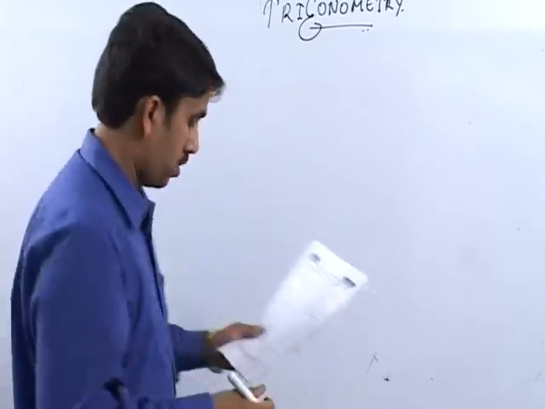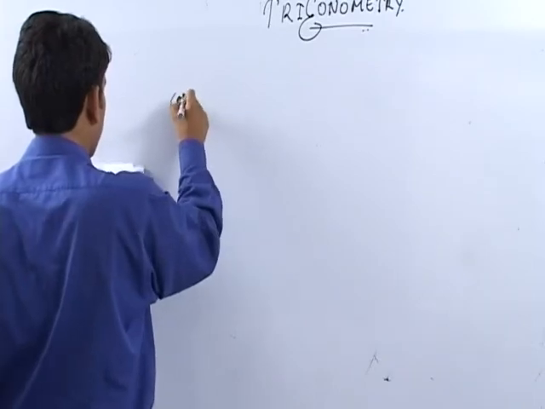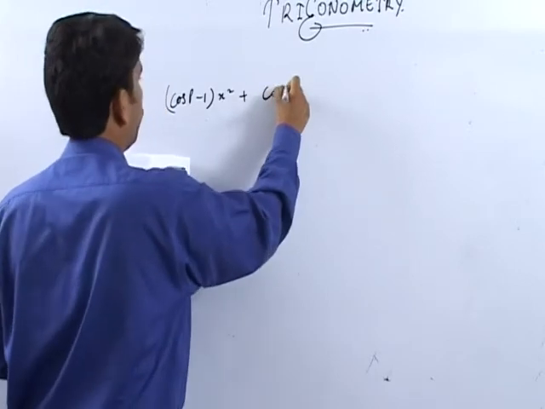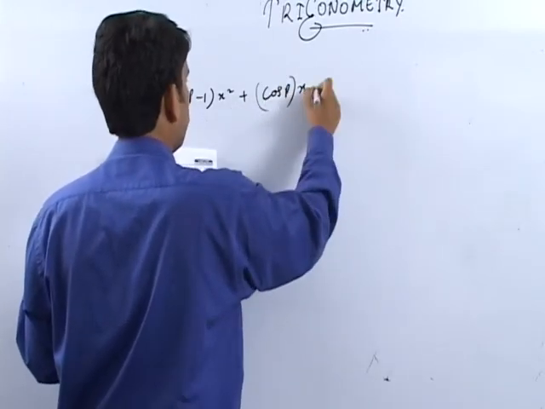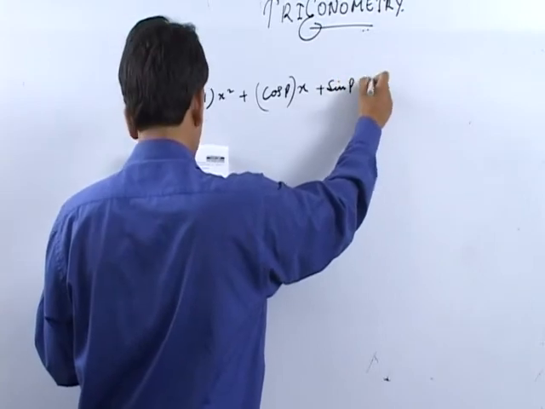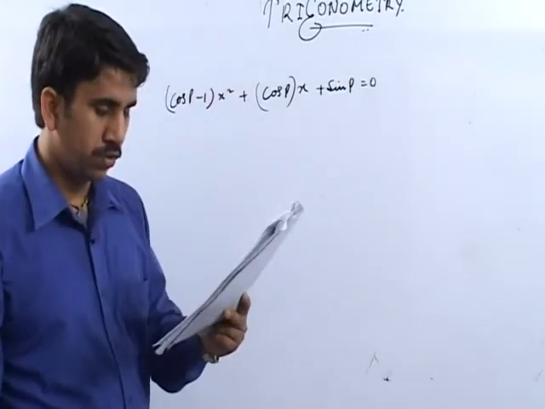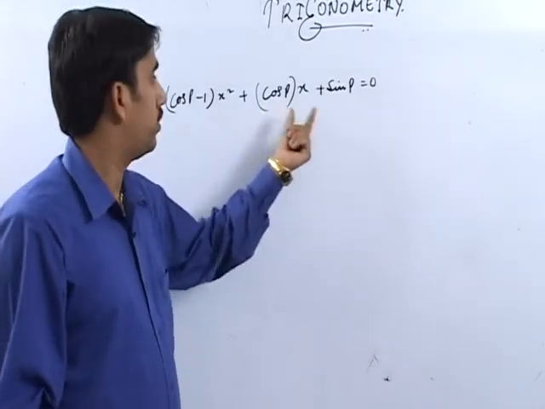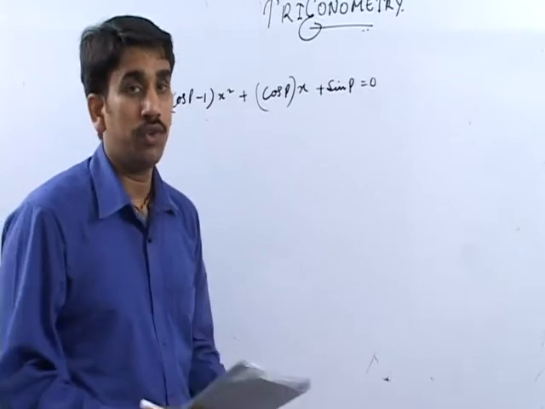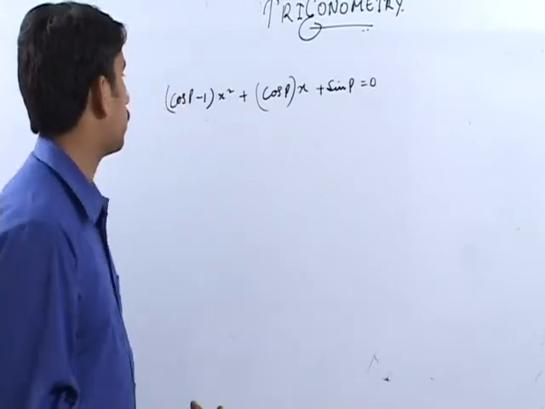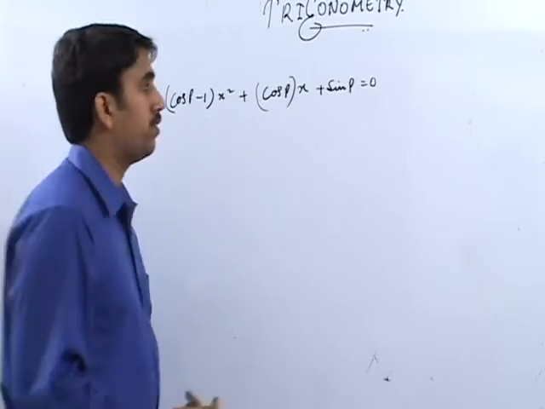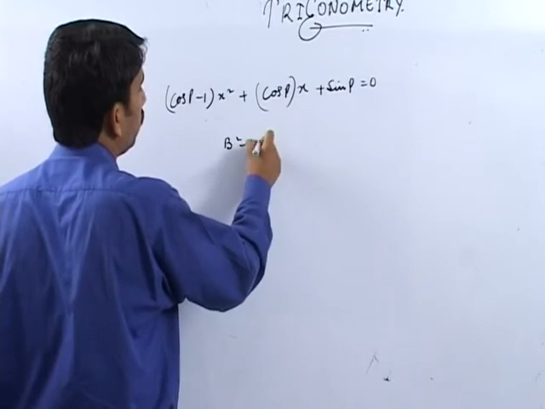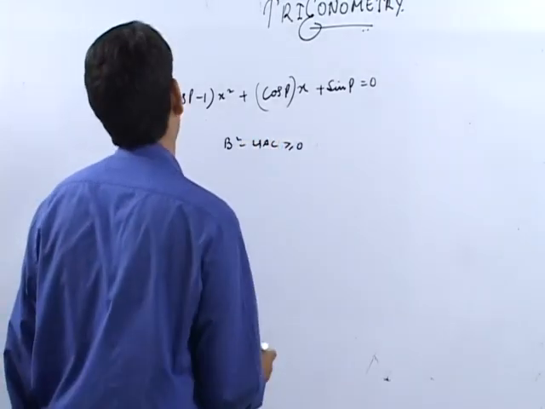Now the equation cos p minus 1 into x square plus cos p into x plus sin p is equal to 0, where x is a variable, has real root if p lies in the interval. You have to find out the value for p for which this equation will have a real root. Now we know that any quadratic equation will have real root if its discriminant is greater than or equal to 0. That means b square minus 4ac should be greater than or equal to 0.